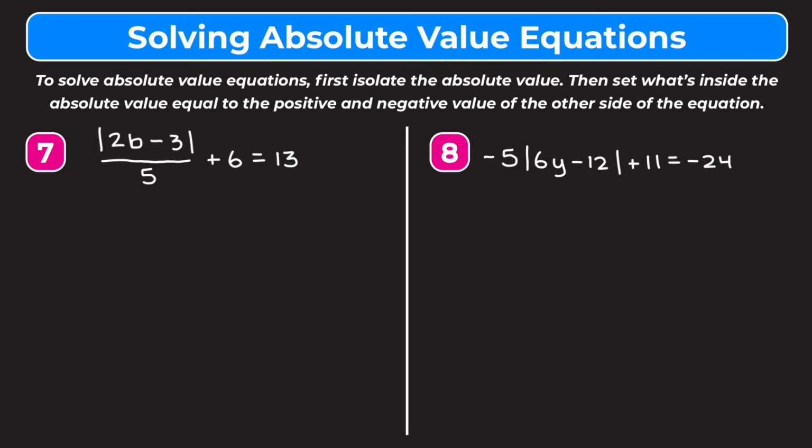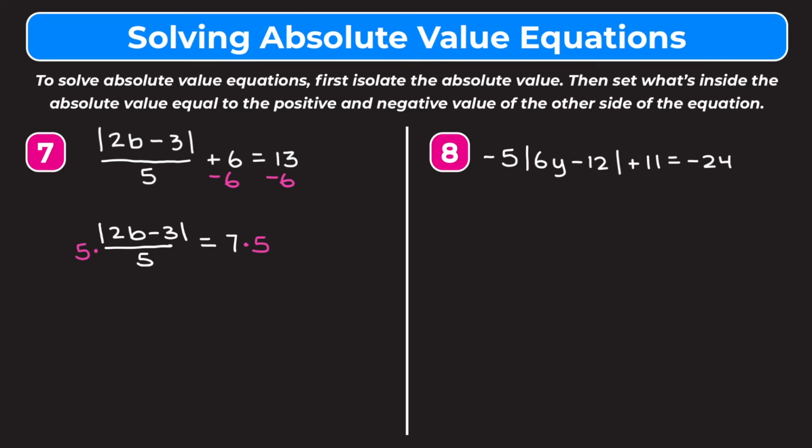So example 7, we have the absolute value of 2b minus 3 all divided by 5 plus 6 equals 13. So we need to get the absolute value by itself before we make our two equations. So we want to start by getting rid of this positive 6 on the left side of the equation. So we need to subtract 6 from both sides. So now we're left with the absolute value of 2b minus 3 all over 5 is equal to 7. And now we want to get rid of this 5 that is being divided. So we have to do the inverse, which is multiplication.